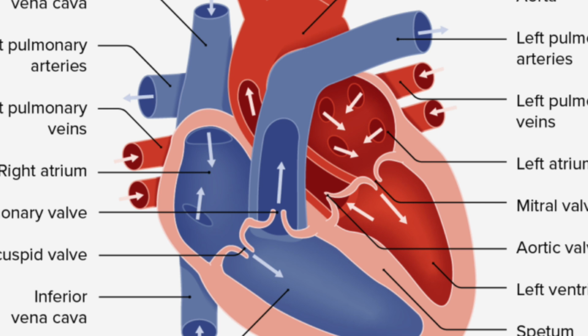In dominance, right dominance is where the PDA arises from the right coronary artery, which is most common, but if it arises from the LCX, it is called left dominance.